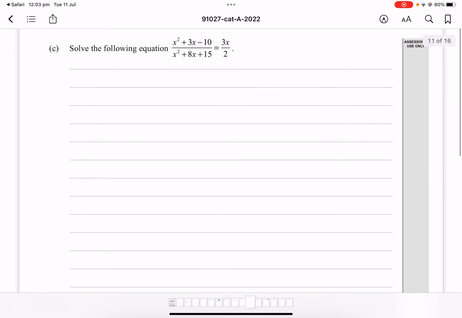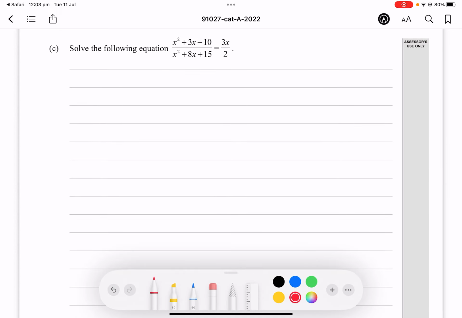Okay, that will give us a cubic. So let's see if we can simplify this expression first by factorizing first. That might give us something better to work with. So we have x, two numbers that multiply to -10 and add to 3. That will be plus 5 and -2. Divided by two numbers that multiply to 15, which is 5 and 3.